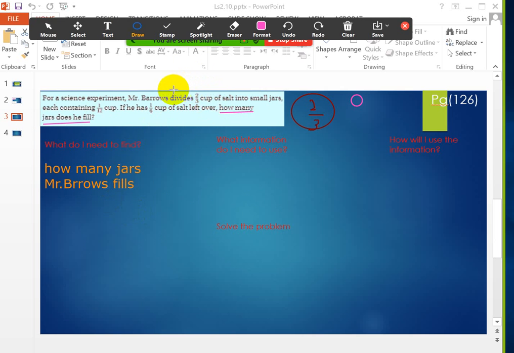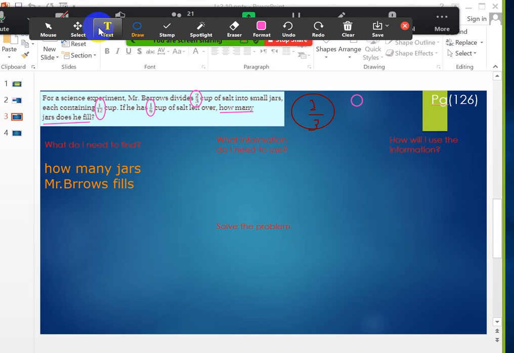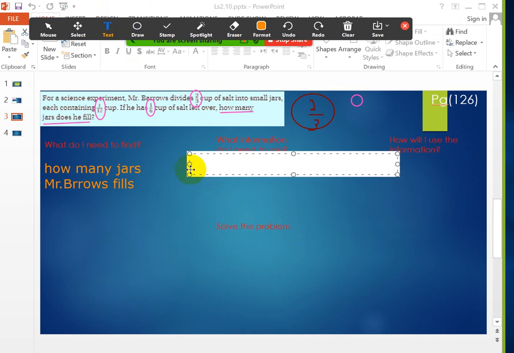So you have the first number, the amount of salt that Mr. Parros wants to divide. Also, you have another number, the amount that each container fills, and you have the third one, how much salt is left over. So I have to write those numbers in the information. Let's write it together. This is how I will write it, girls.